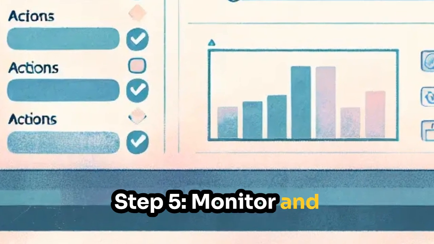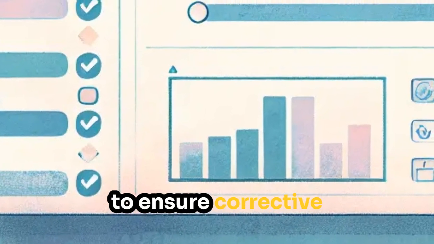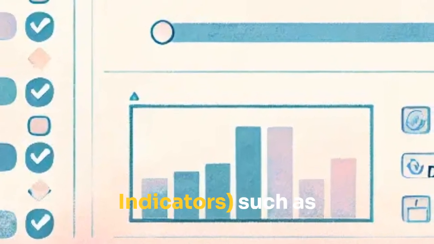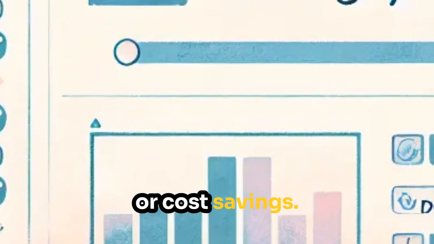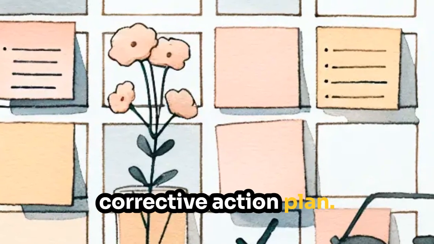Step 5. Monitor and verify effectiveness. Conduct follow-up audits to ensure corrective actions are working. Track KPIs, key performance indicators, such as reduction in defects, improved compliance, or cost savings. If the problem persists, reevaluate the corrective action plan.